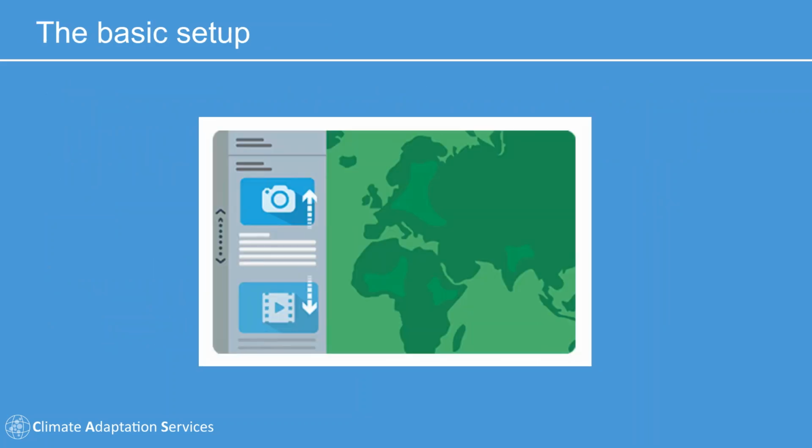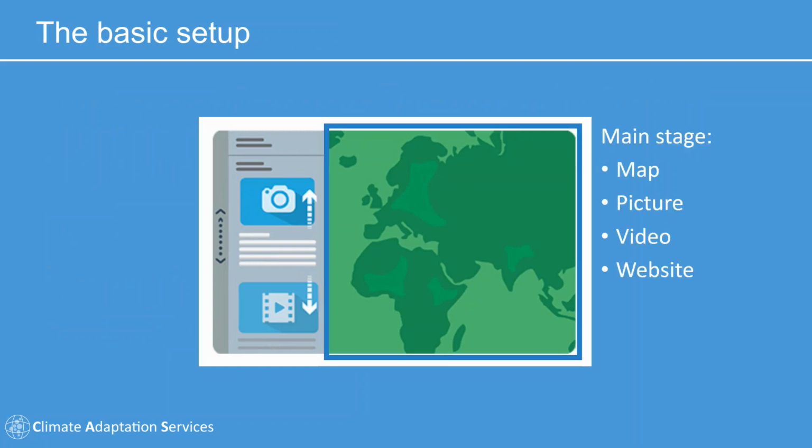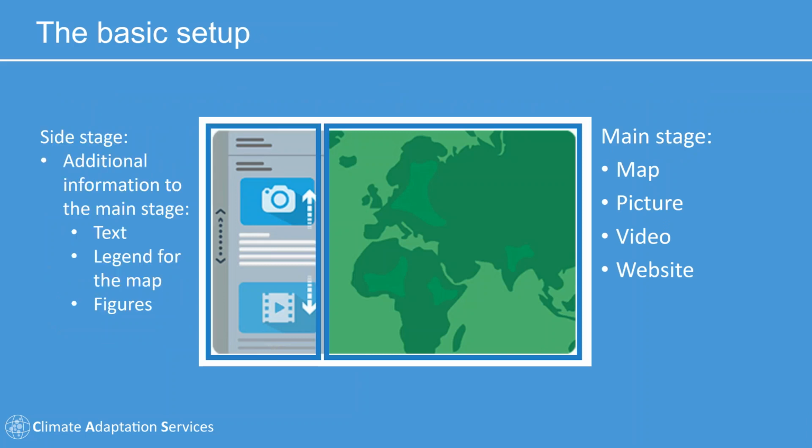Okay, the story maps usually follow a very similar setup. Usually you would have a main stage where you see a map or a picture or a video. And then very often you would find a side stage where you can get additional information. So you can get some text to explain what you see on the map or to provide some additional information. You could show the legend or some figures. This is a basic setup that you will find in many story maps. But there are many, many different types of story maps, and we want to show you some examples now.